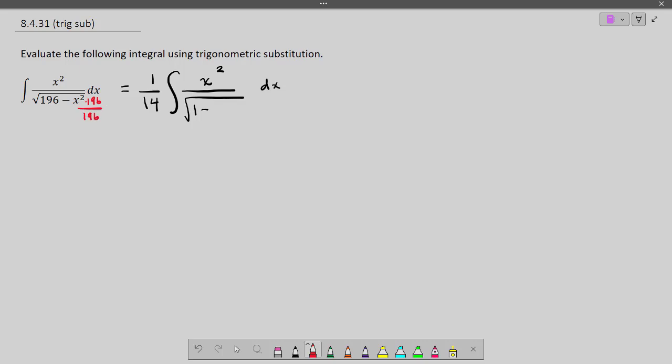Integrating sine or cosine squared, we have to reduce the power. So sine squared or cosine squared, it's the only power reduction you need. This is going to be 1 minus cosine of 2 theta divided by 2. So sine squared reduces to that one. Cosine squared reduces to plus.